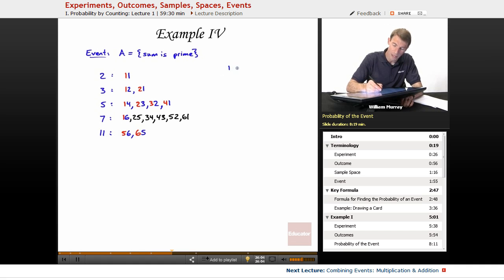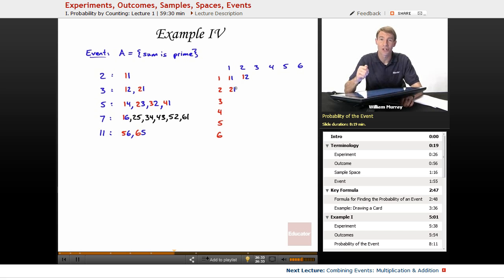So for blue, we could get 1, 2, 3, 4, 5, 6. For red, we could get 1, 2, 3, 4, 5, and 6. And for red, we could get a red 1, blue 1. We could get a red 2, blue 1. We could get a red 1, blue 2, and so on. We could fill in the rest of this chart.